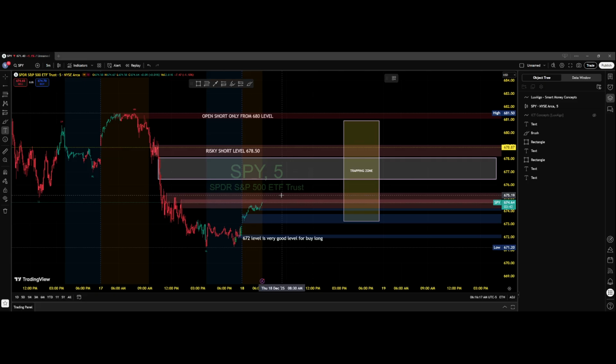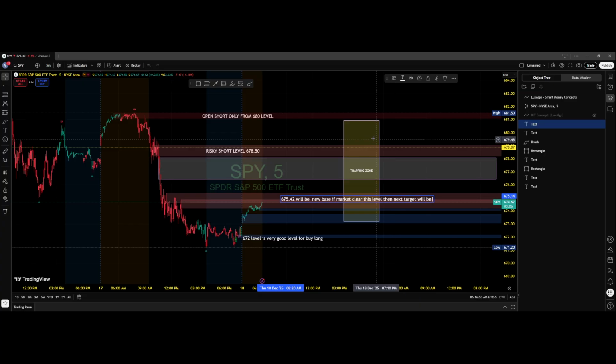675.42, short. 675.42 will be the new base. If the market clears this level, then the next target will be 678.22.